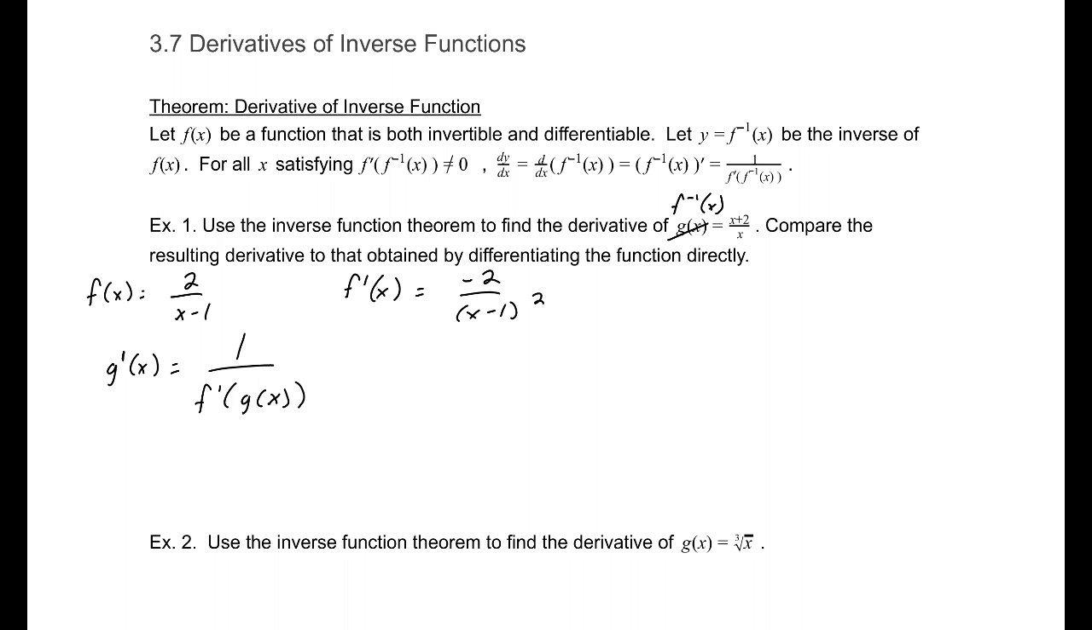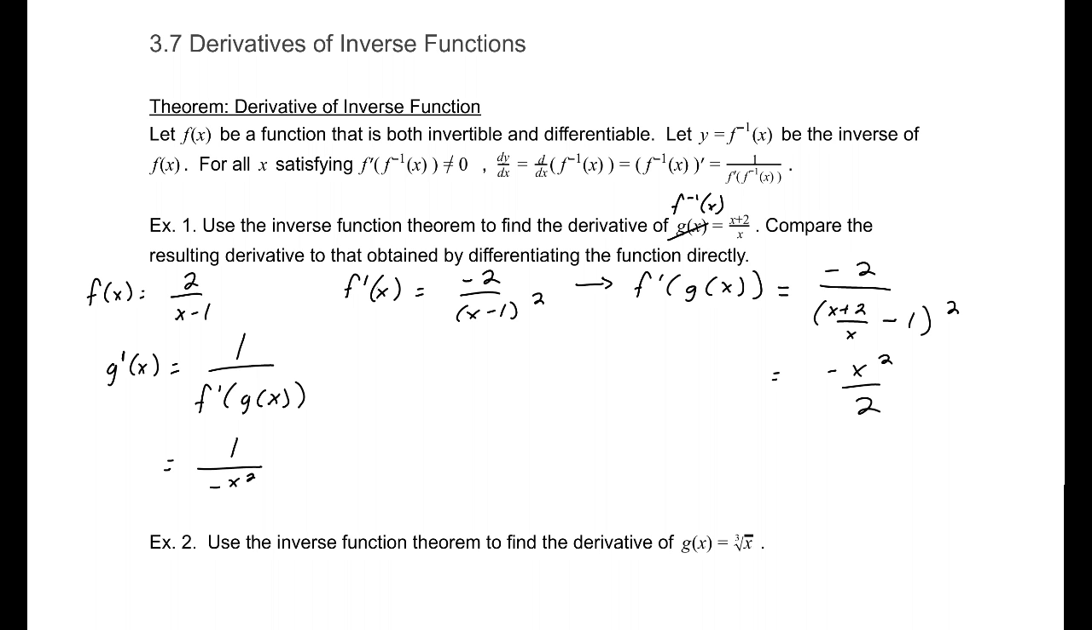So f prime of g of x is negative 2 over x plus 2 over x minus 1 squared, which, with a little bit of algebra, we can determine is negative x squared over 2. By the way, convince yourself of these steps. I'm saying you can use algebra and do it, but really convince yourself that they're true. I did on my own. All right, so that means back over here at g prime, that is 1 over negative x squared over 2, or negative 2 over x squared. So that is the derivative of g of x.